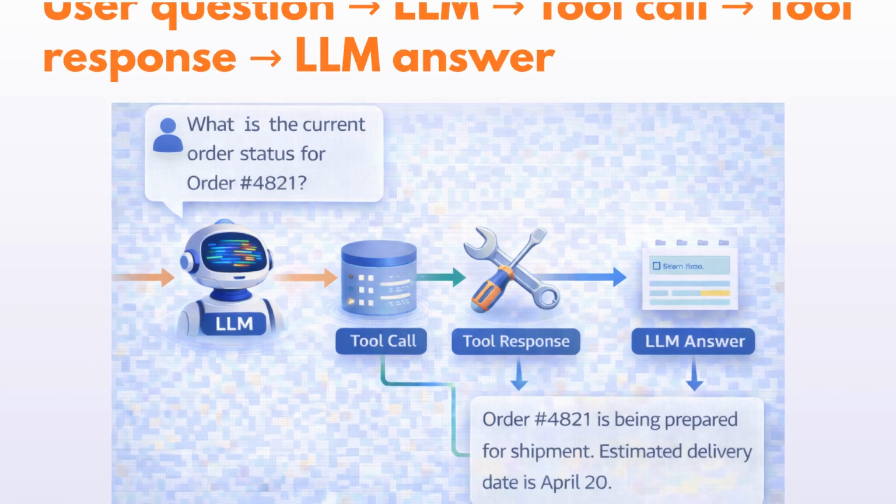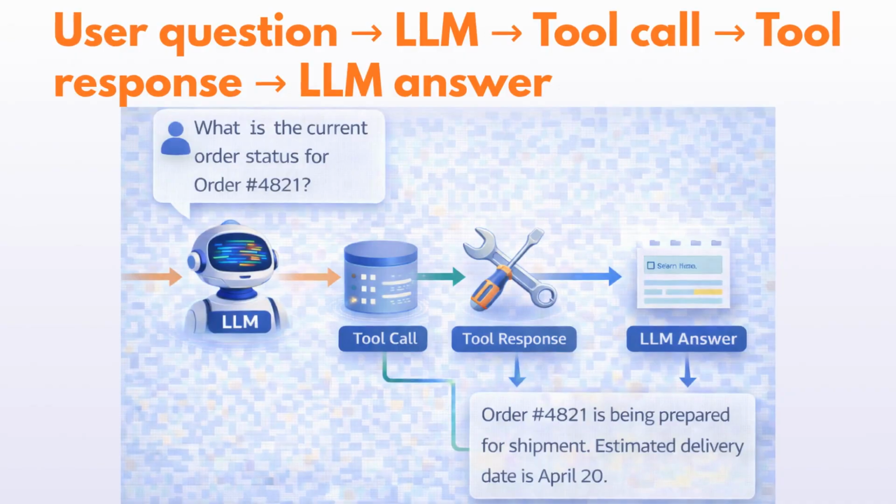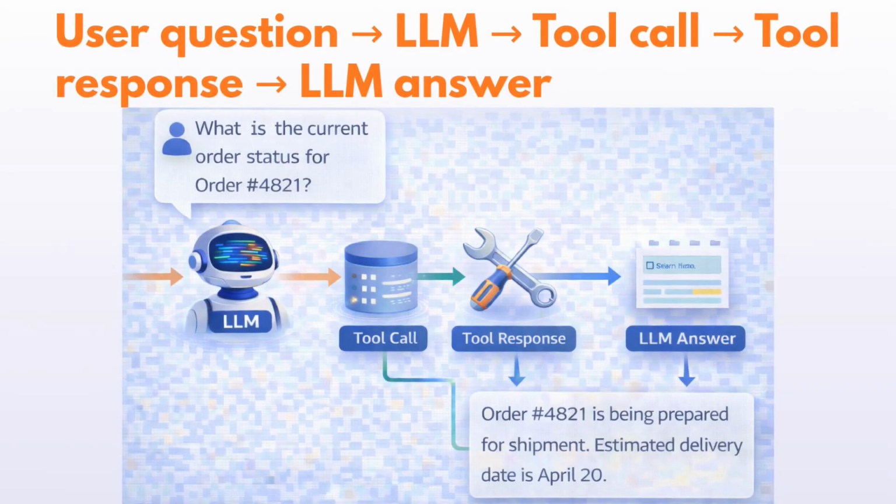When a user asks a question, the model first decides whether it needs a tool. If a tool is required, the model generates a structured request. The system then executes the tool call. Once the result returns, the model uses that information to produce the final response.